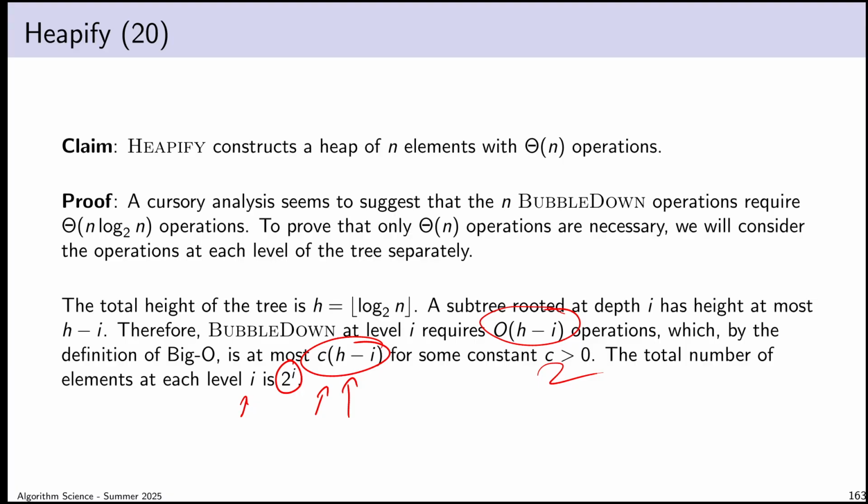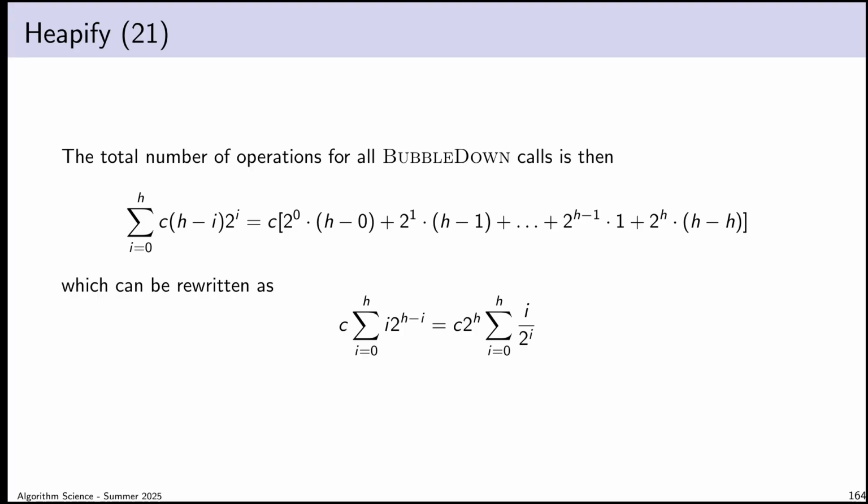If I want to compute the total running time of all the bubble down operations together, it will be the number of nodes at each level multiplied by this number. So I can condense it down into this sum. The total number of operations is the sum across all levels from 0 up to h of c times h minus i, where c is a constant that has to exist because of the way big O is defined, multiplied by the total number of nodes at that level, at most. It could be less than this, but it's at most this number. Okay, so that's this sum here.